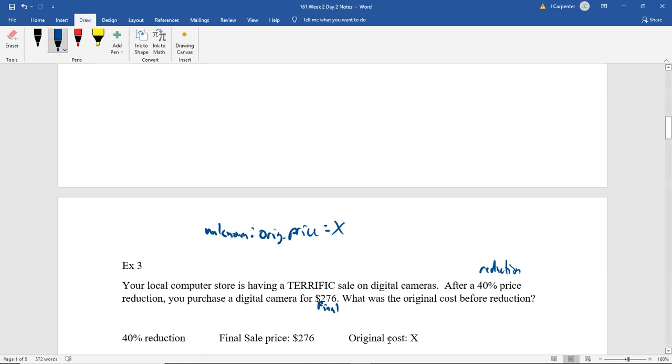So here's the knowns and unknowns just labeled a little cleaner. A 40% reduction. So that's going to be part of the discount. It's not the discount in dollars, it's the discount as a percent. Be careful there, we're going to have more work to do. We know the final sale price of $276, and we know we're going to call the original cost X, or N, or whatever letter you like. C, P, who cares? I like X.